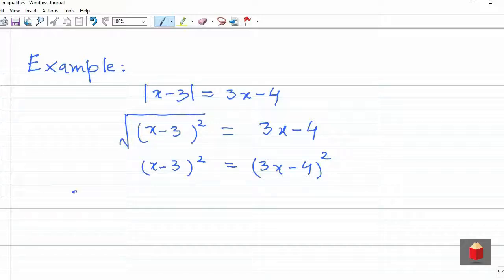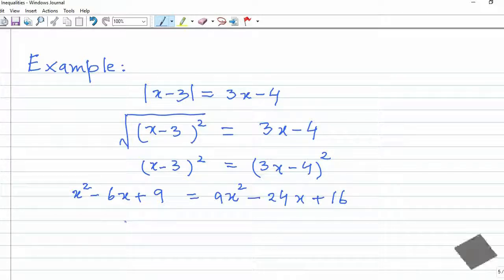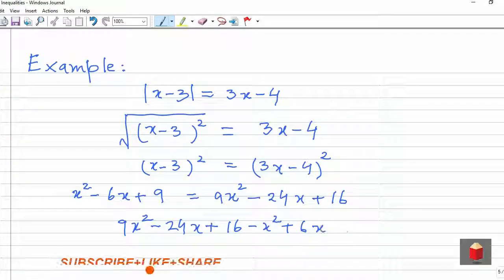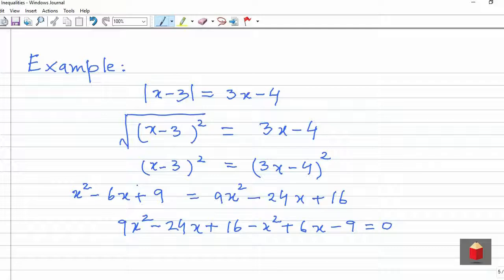Now we expand the squares on both sides of the equation. x squared minus 6x plus 9 is equal to 9x squared minus 24x plus 16. Now taking all the terms on the same side, and simplifying the like terms gives us 8x squared minus 18x plus 7 equals 0.